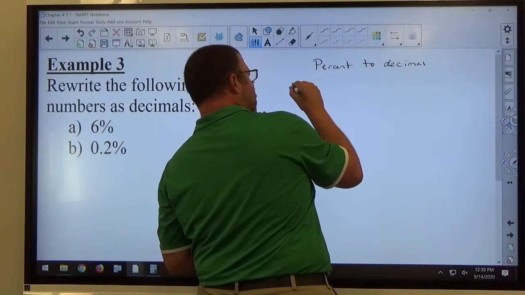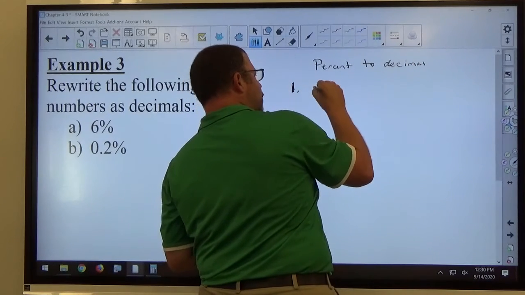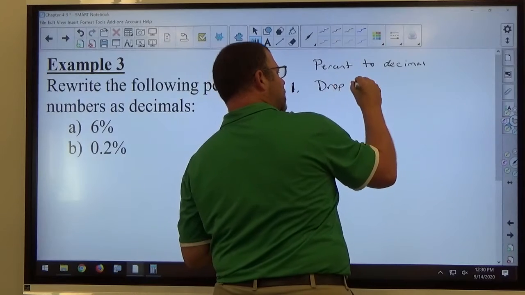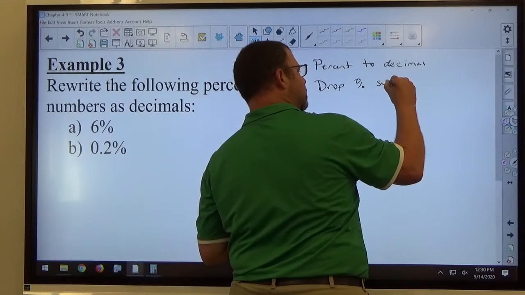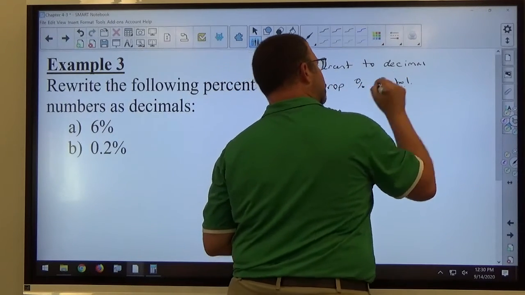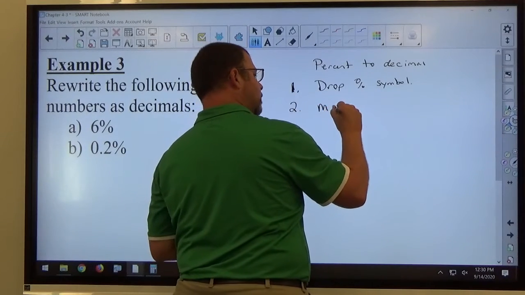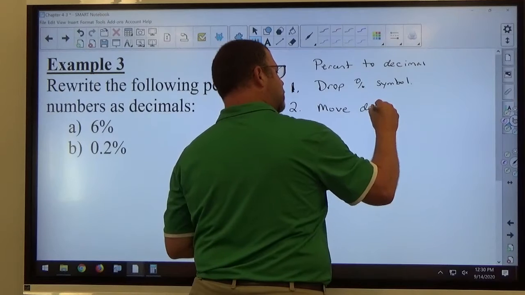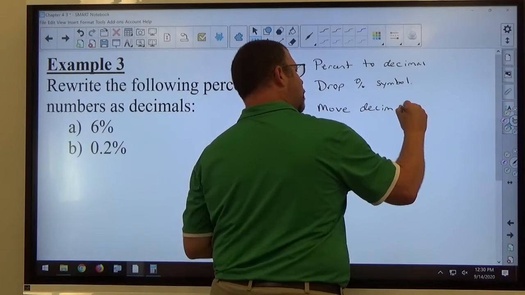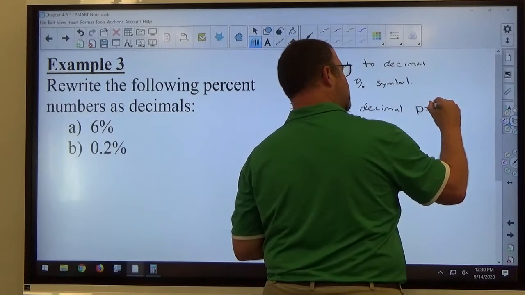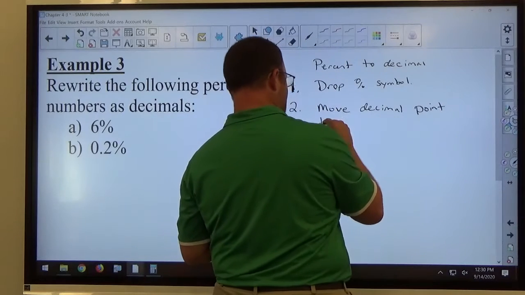First thing I do is I'm going to drop the percent symbol. And number 2, we're going to move the decimal point left 2 spaces.